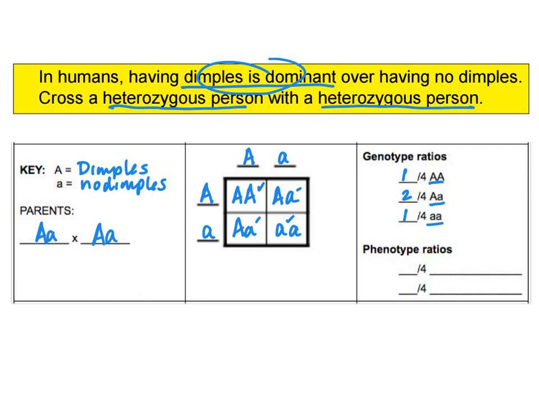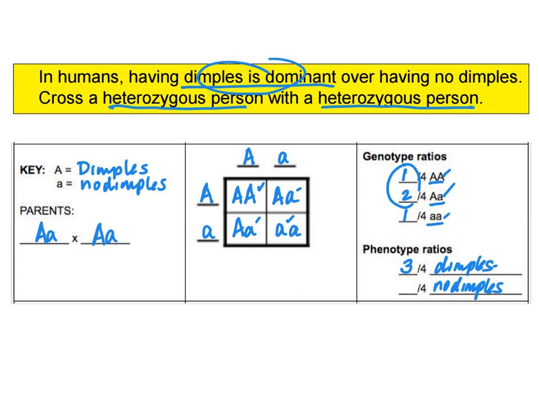The last thing that I'm going to do are my phenotypic ratios. I know that dimples is the dominant phenotype and no dimples is the recessive phenotype. Again, I can see those 2 phenotypes in my key. In order to have dimples, you have to have a dominant allele. There are dominant alleles in this genotype and dominant alleles in this genotype. So I'm going to combine these together. That's 2 plus 1. That means 3 out of the 4 have dimples.